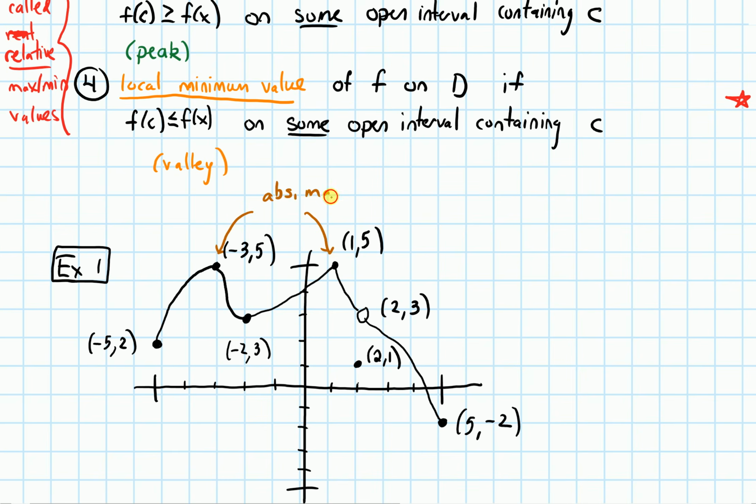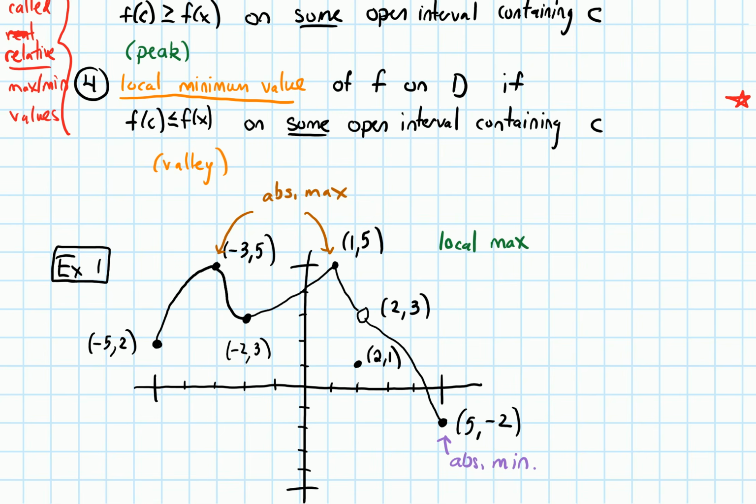So the absolute max actually occurs at 2 points here. The absolute min, the lowest point on this graph, would be here at 5, -2. That's the absolute min. The lowest y value occurs at that 1 point. So next, let's label the local max.